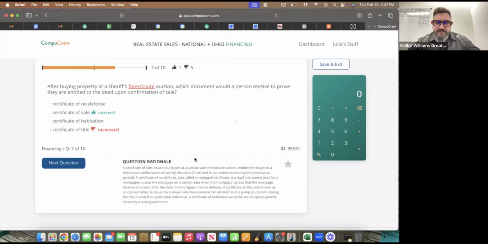Certificate of no defense, also called an estoppel certificate, is a legal instrument used by a mortgagee to stop the mortgagor at a certain date when the mortgagor agrees that the mortgage balance is correct. And a certificate of habitation would be an occupancy permit issued by a local government.